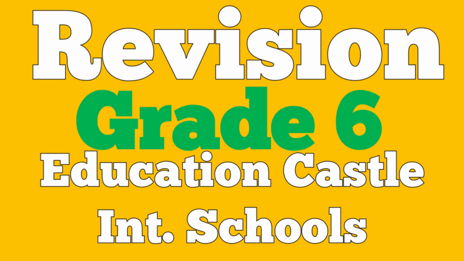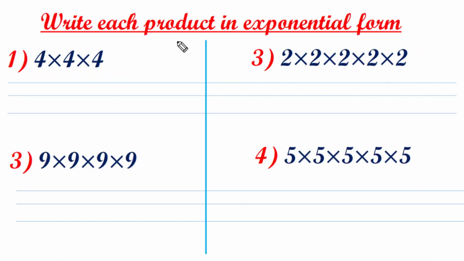So let's start. First we will revise exponents. Write each product in exponential form. Number 1, 4 is repeated 3 times. We can write it as 4 raised to the power 3. Number 2, 9 is repeated 4 times. We can write the exponential form as 9 raised to the power 4.